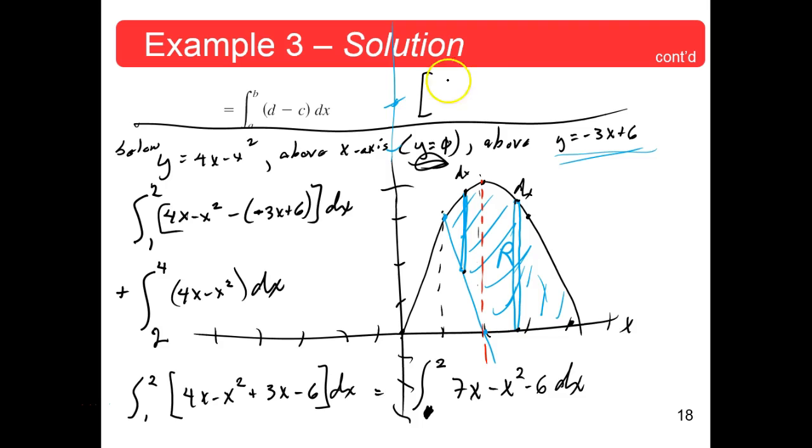Antiderivative of 7x squared. Help me. 7x, I don't know what it is. I can't hear. Yeah, 7x squared over 2, right?